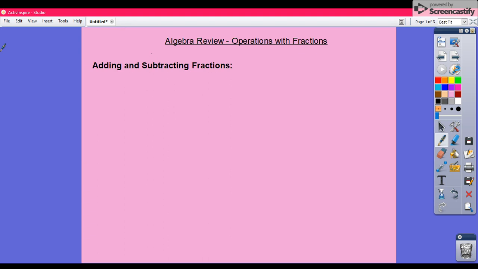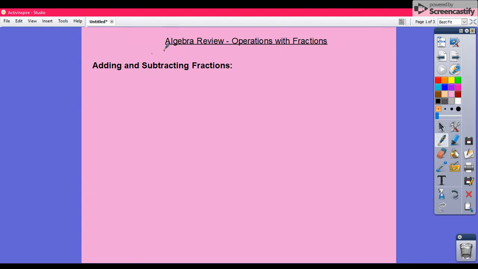Hi guys, I wanted to go over some algebra, adding and subtracting fractions. Granted, you have calculators and you can add and subtract fractions that way, but eventually when you get to module 5, you'll have trig identities or trig functions that you'll have to work with, and you can't punch those into the calculator to add and subtract.